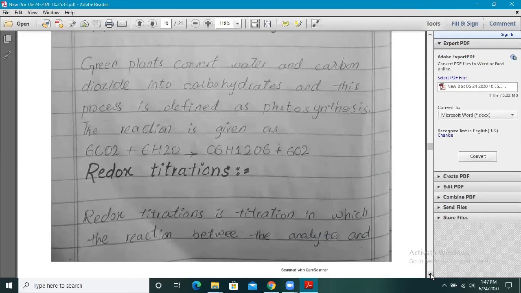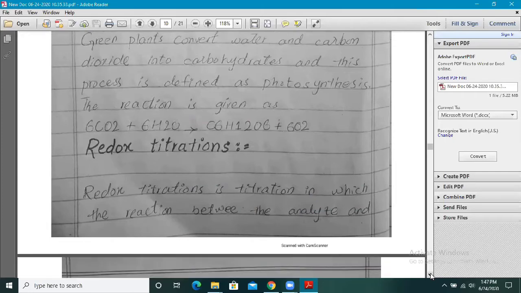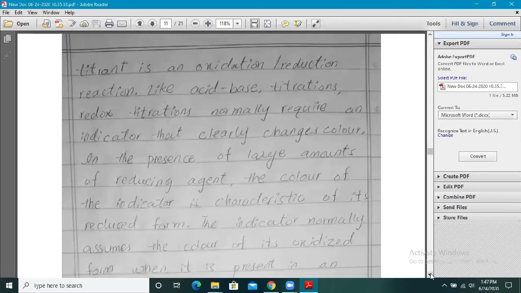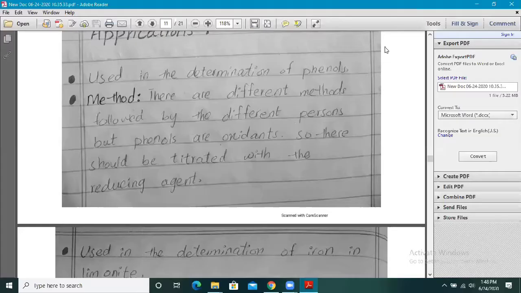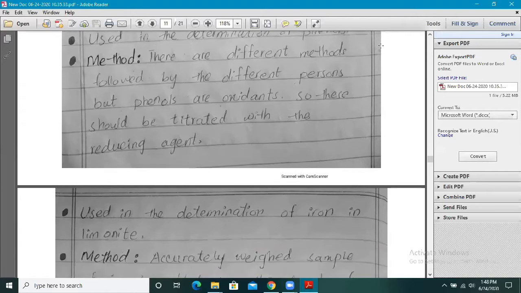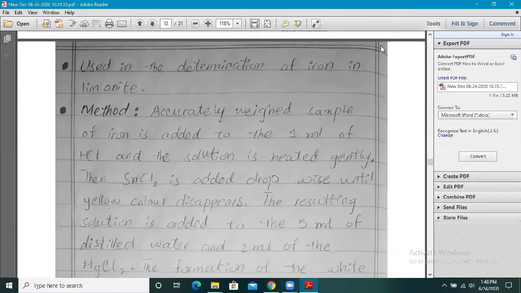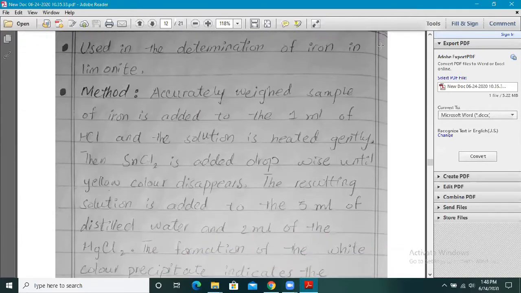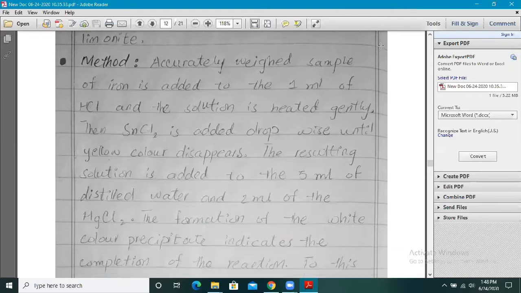Next, we have redox titration. Redox titration is basically a reaction between the analyte and the titrant that is an oxidation. Next, we have the application method, that is accurately telling the samples and the ions and all that.